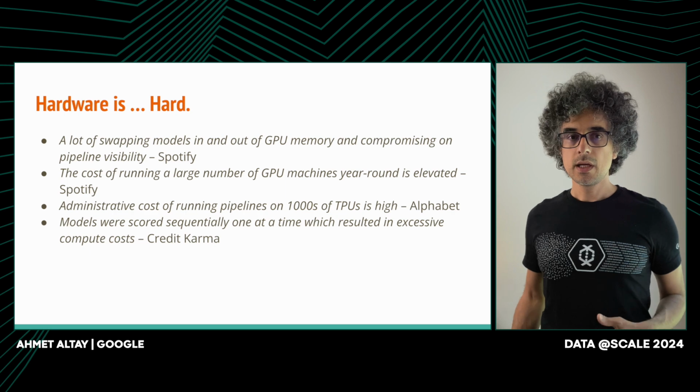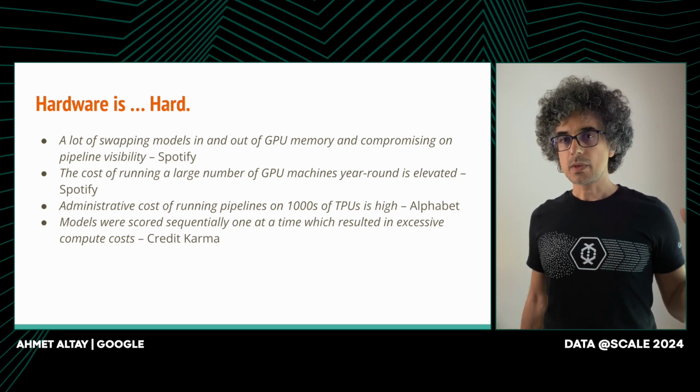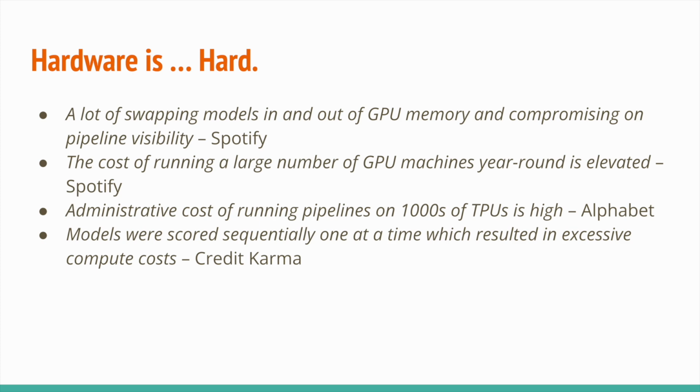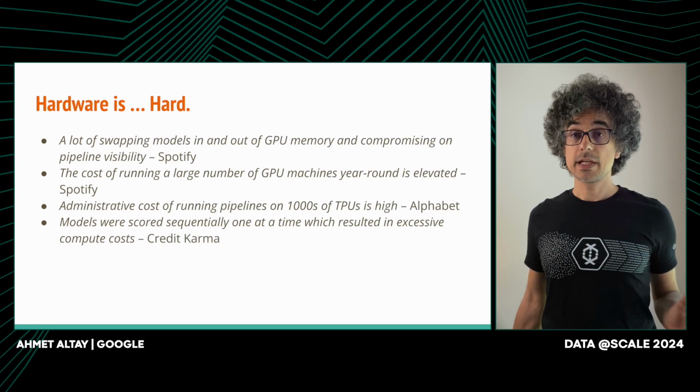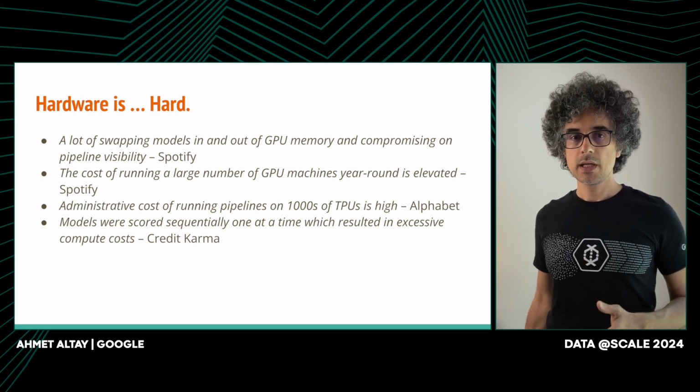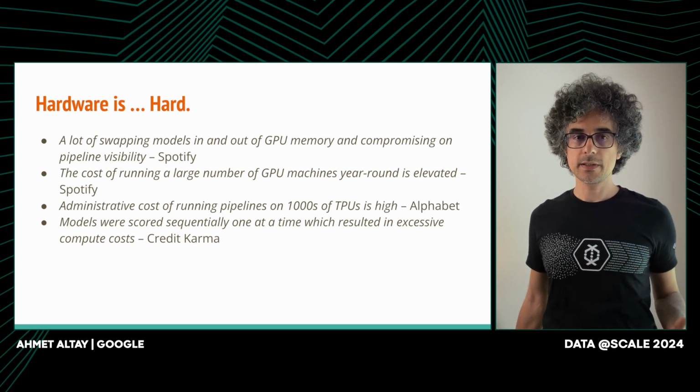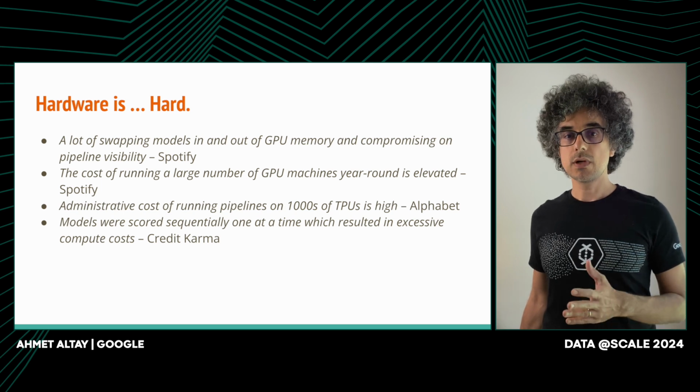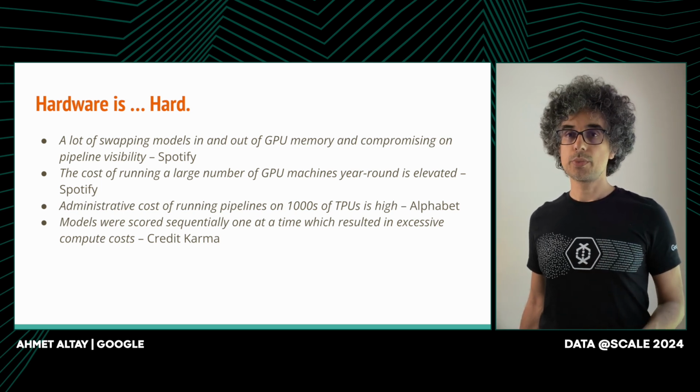BeamML is efficient. Starting from the problem, hardware is hard. What we heard from users like Spotify is that they are swapping models in and out of memory to fit in small GPU memories, and they are compromising on pipeline visibility. At the same time, the cost of running a large number of GPU machines year-round is elevated. For Alphabet, the administrative cost of running pipelines with tens of TPUs is high. And similarly, Credit Karma said that running models sequentially, one at a time, resulted in excessive compute costs.